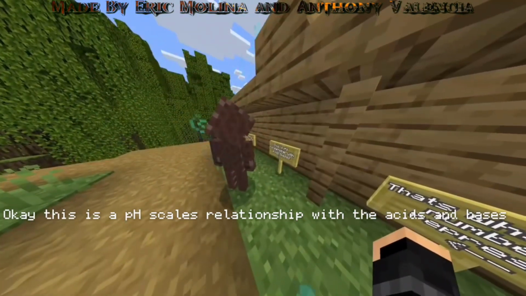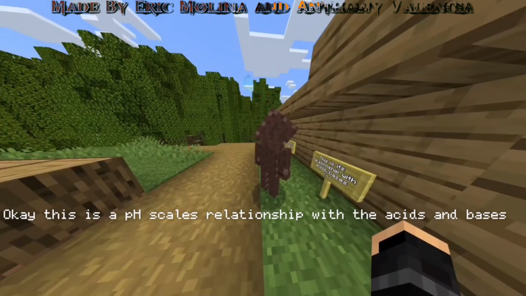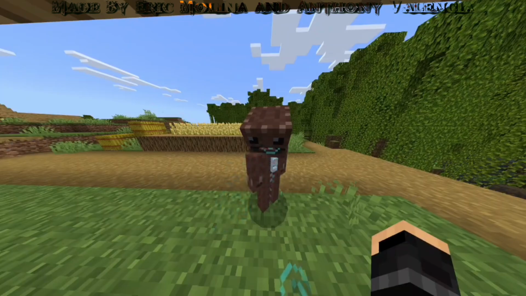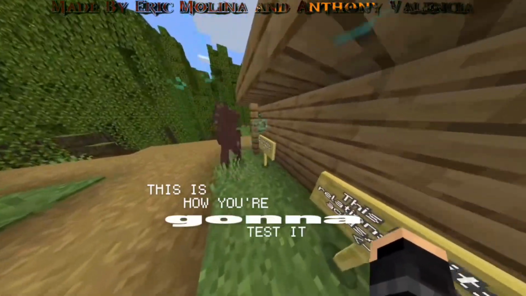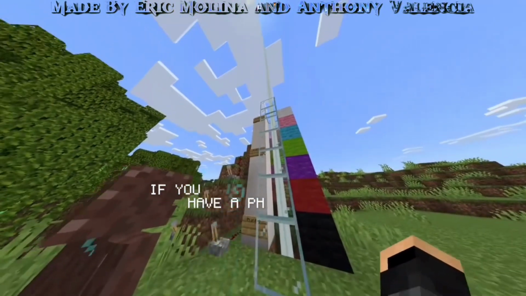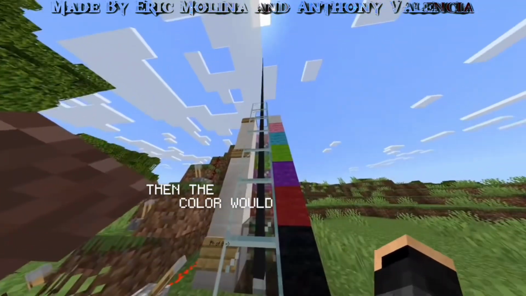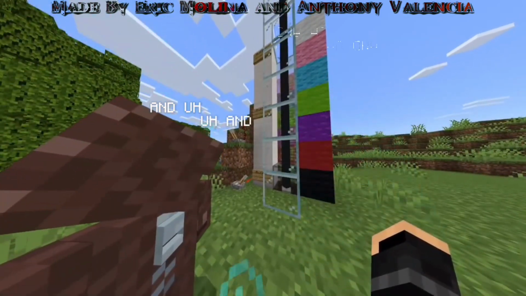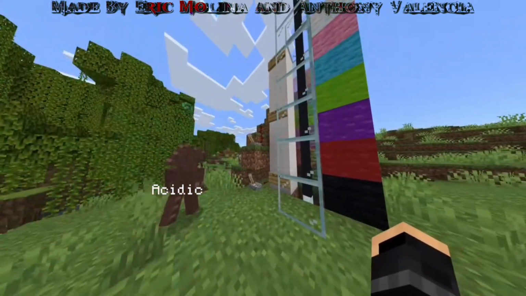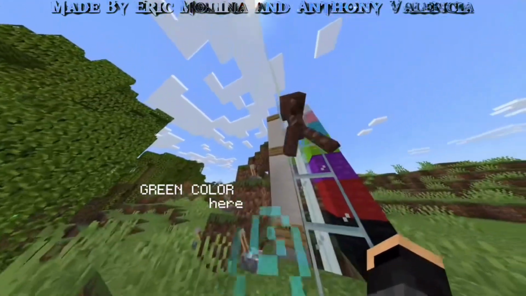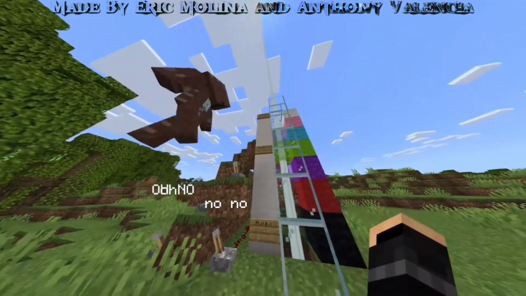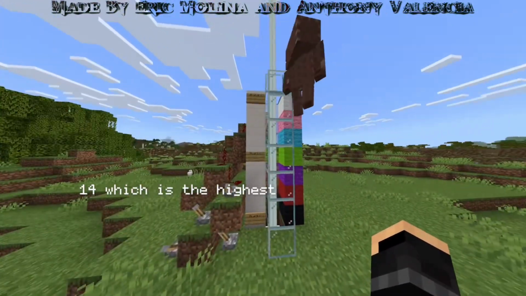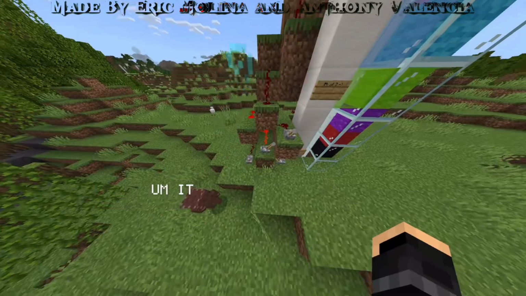This is the pH scale's relationship with acids and bases. Stronger acids have a lower pH value, while stronger bases have higher pH values. And this is how you would test it. This beaker has water. If you were to have a pH of 0, the color would be darker, and it would be acidic. And if the pH is 7, which is the green color right here, then it would be neutral. And the top one, 14, which is the highest, would be basic.